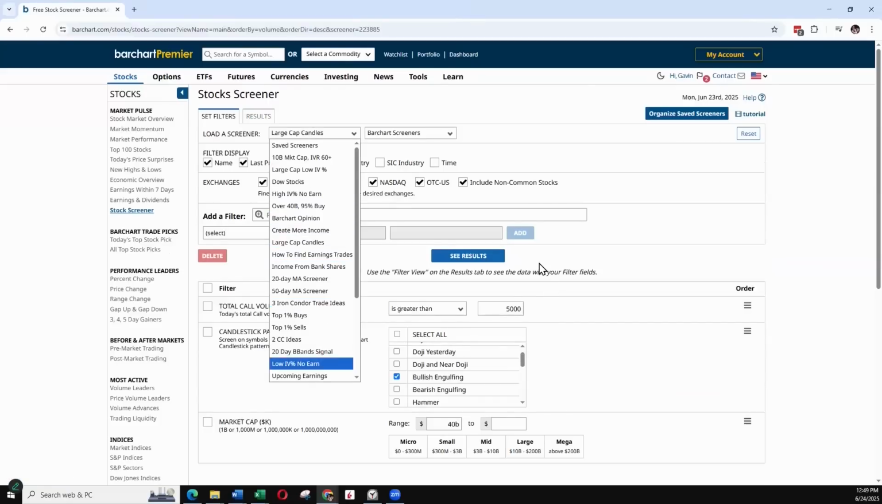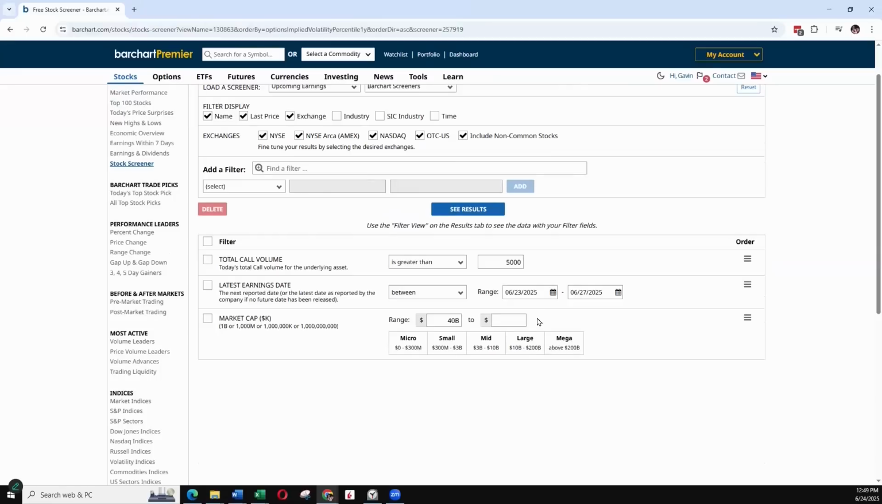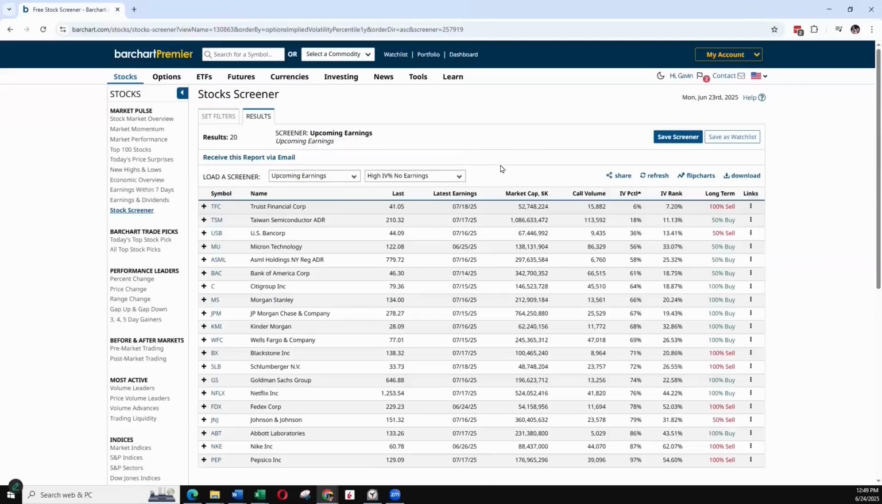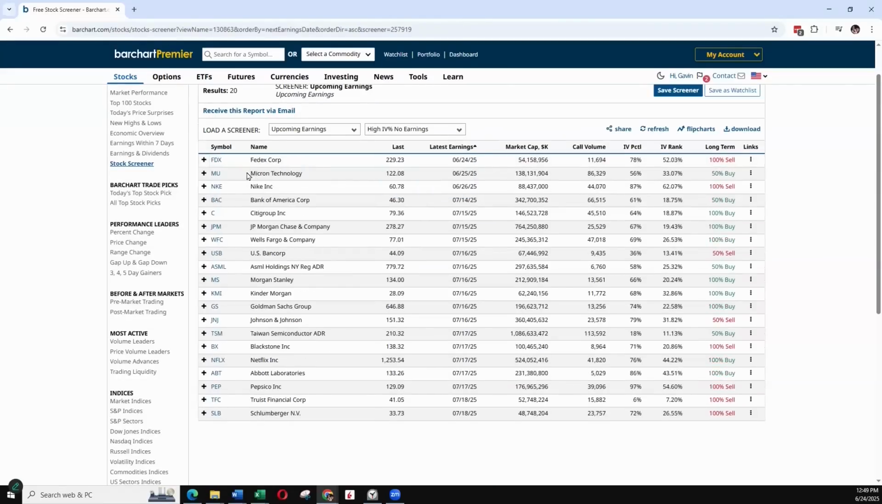And here I'm searching for stocks with good volume, high market cap, and earnings in the next week or so. Not really many at the moment, so I'm going to stretch this out and look till sort of mid-July. And I'll just sort by earnings date. And we can see here some really good large cap stocks. These are all pretty good for trading options. And they've got earnings coming up. So if I was looking for a specific earnings trade, I'll use this screener.